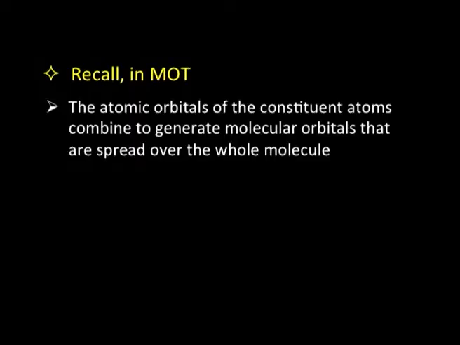Now, in order to move further to heteronuclear diatomic molecules, it will be worthwhile to recall a few things here. In molecular orbital theory, what basically do we do? According to molecular orbital theory, we take the atomic orbitals of the constituent atoms which are going to combine together to make a molecule. The atomic orbitals combine together to generate molecular orbitals, and these molecular orbitals are spread over the whole molecule. They are delocalized over the whole molecule. That is the first and foremost premise of our molecular orbital theory.